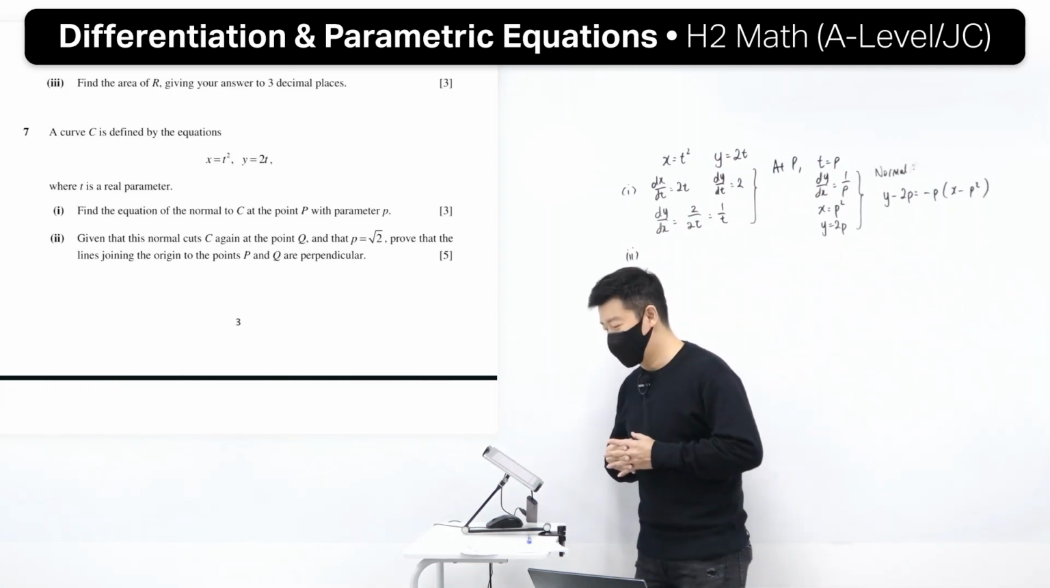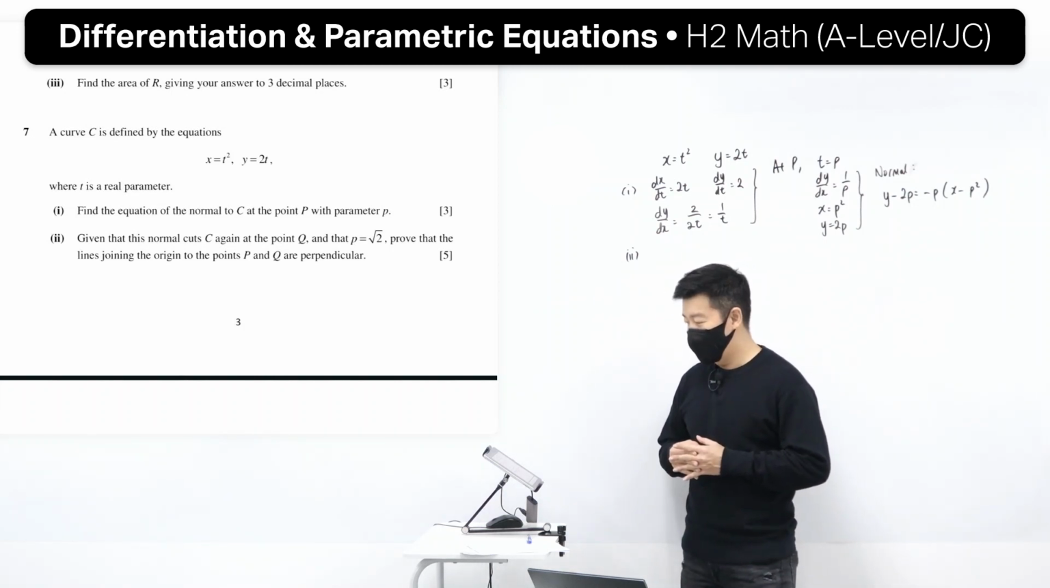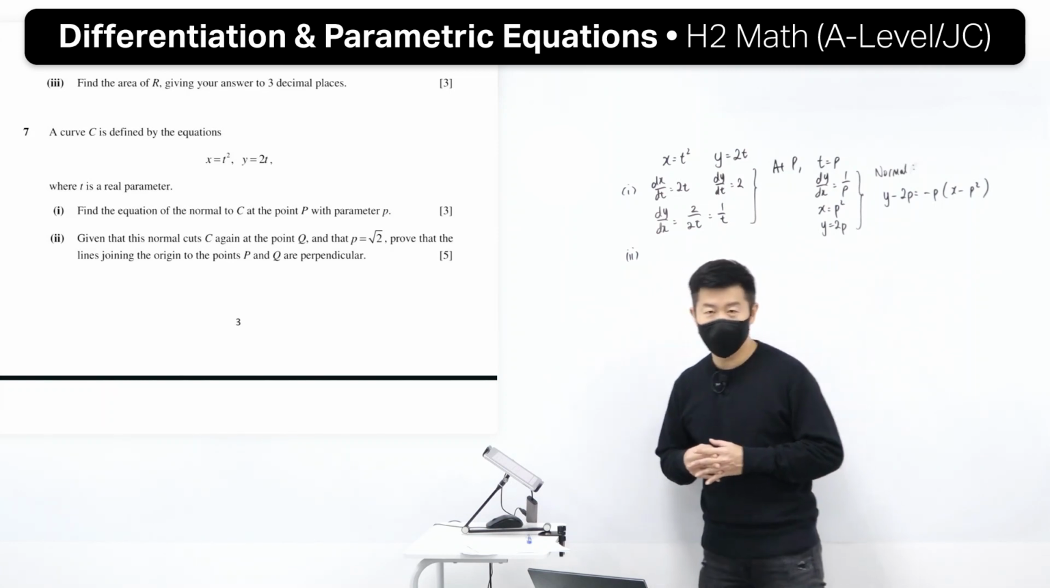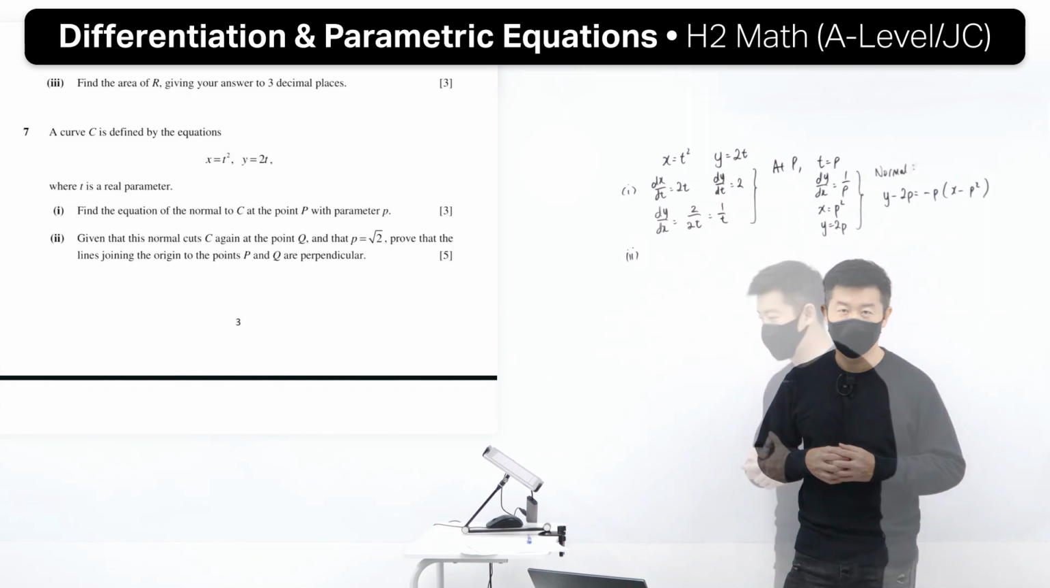Given that this normal cuts the curve again at the point Q, and this happens when p is equal to square root of 2, prove that the lines joining the origin to P and Q are perpendicular. Let me give you a few seconds. Can you think how you will solve this question?